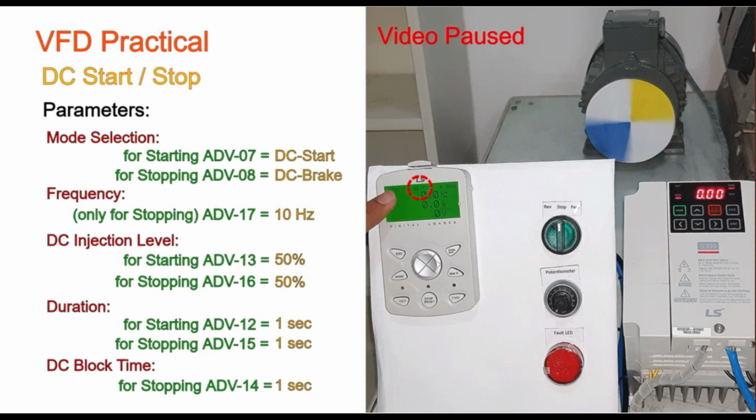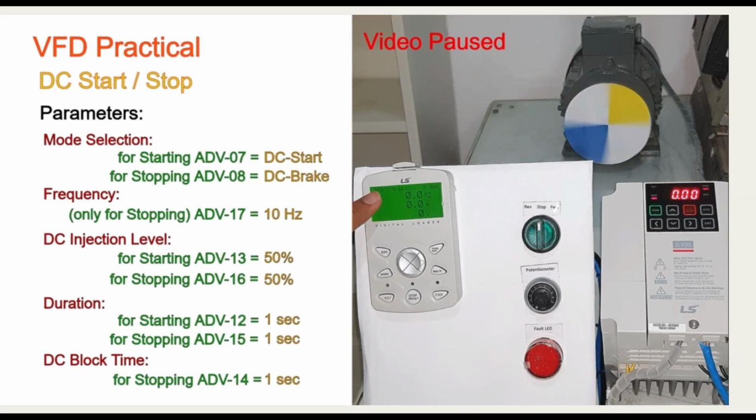In the DC block time, the motor will run free below 10 Hz based on its momentum for 1 second. Then after that DC break will be applied, which we set to 1 second. What we need to observe, just notice the frequency and voltage. So here I resume the video.